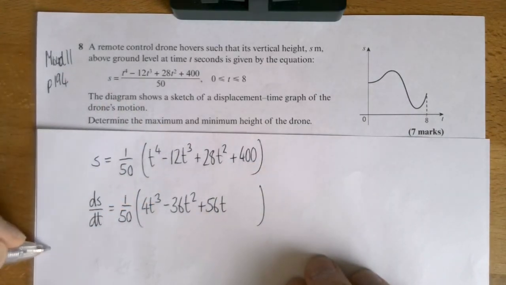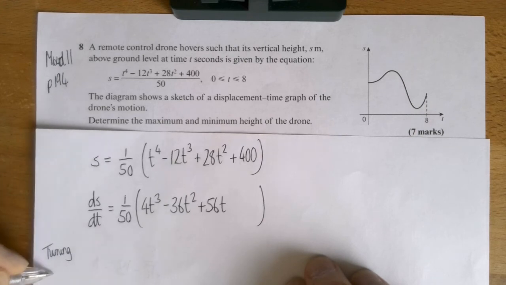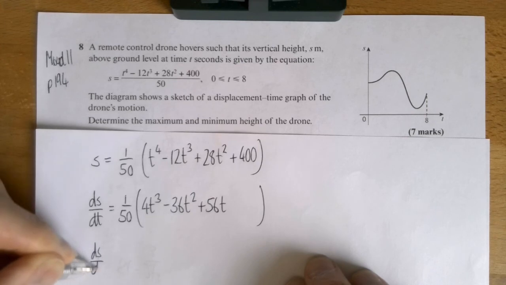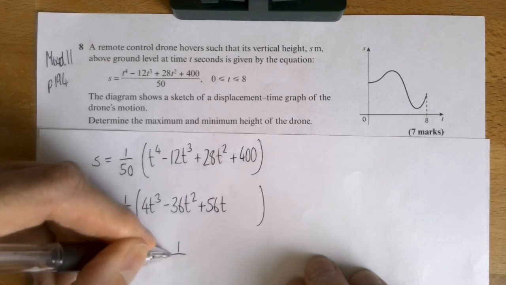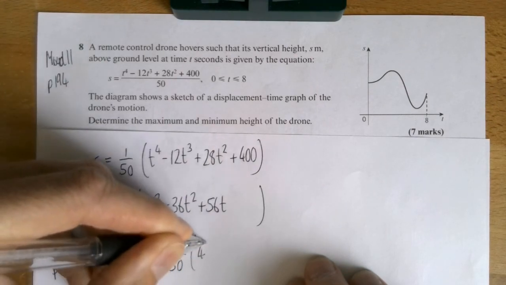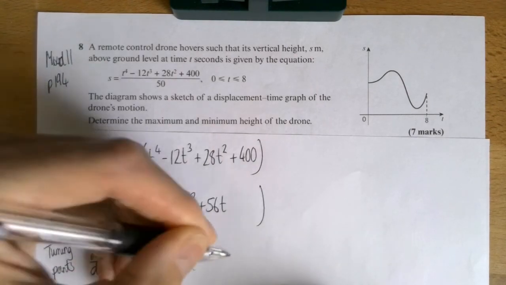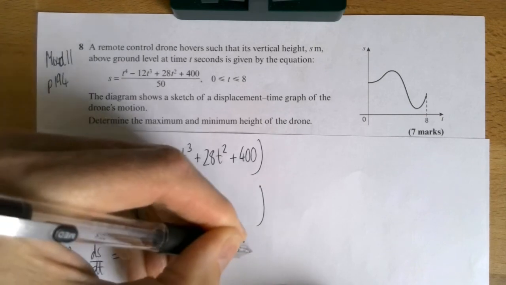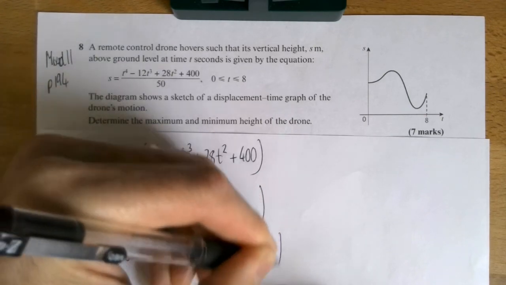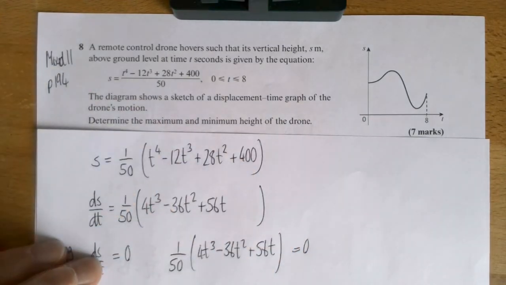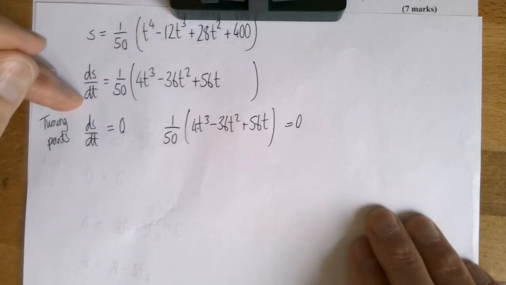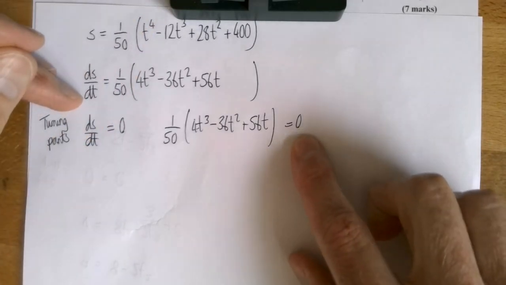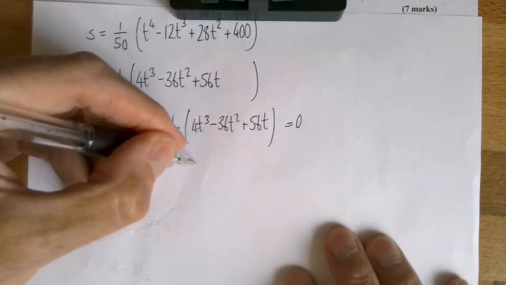Now, turning points are when the gradient, ds by dt, or the velocity in this case, equals 0. So I just ask, when does that equal 0? And hope you can see what my next step will be. My next step will just be to multiply both sides by 50. 0 is your friend, so that stays as 0, and that means that you just get this.